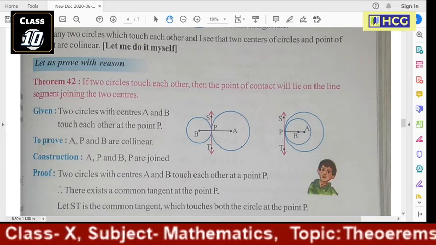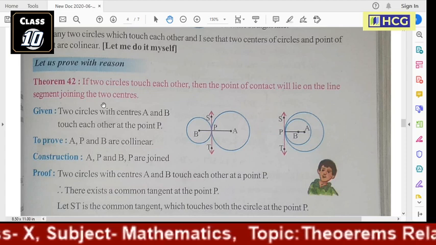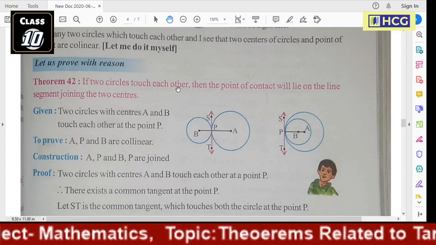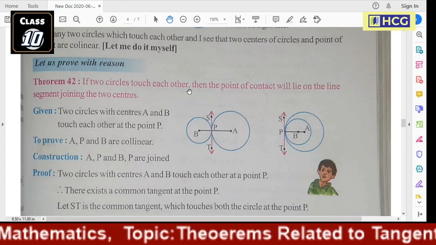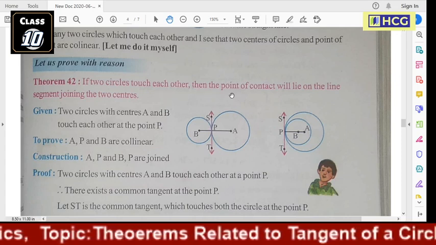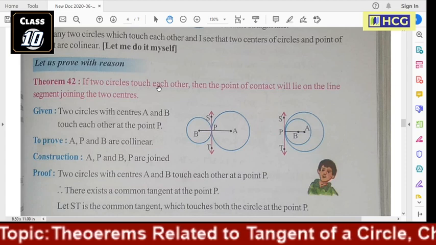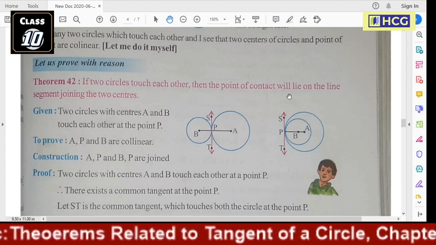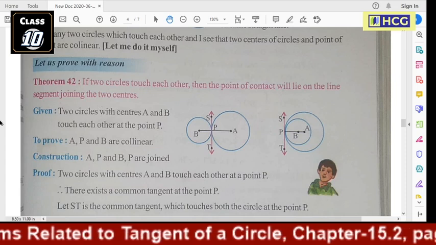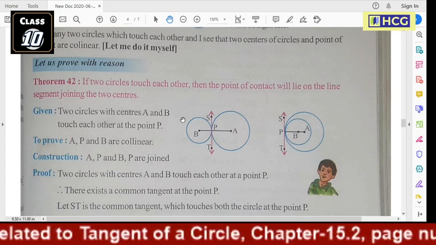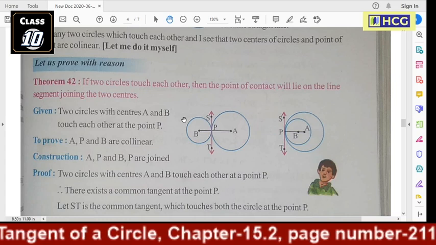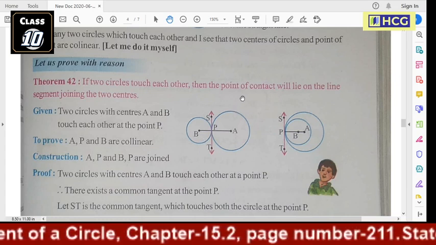Next theorem, theorem 42. The statement of theorem 42 is: if two circles touch each other, maybe externally, maybe internally, then the touching point is called the point of contact. If two circles touch each other, then the point of contact will lie on the line segment joining the two centers.